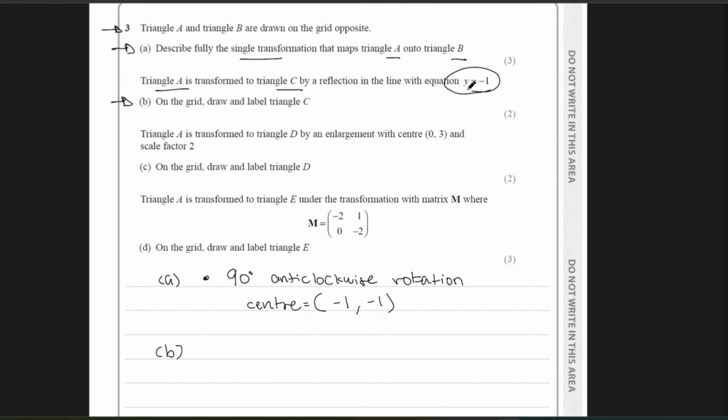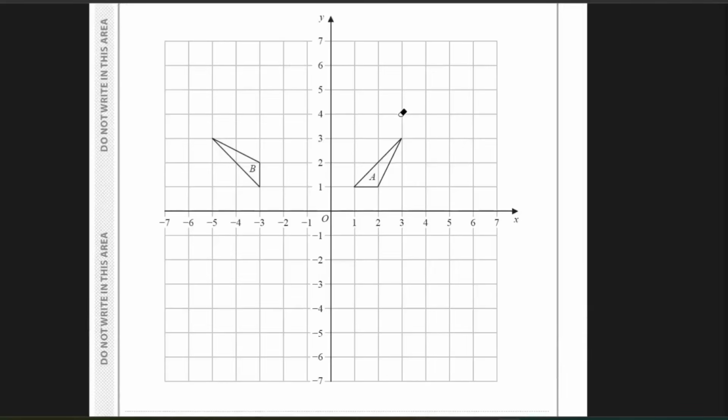This is a reflection in the line with equation y equals -1. So let's draw the line y equals -1. Let's locate where it is. It should be here, where all the y coordinates are equal to -1 on this line. And we need to reflect triangle A in this line. So how do we do that? We'll look at all 3 vertices. We'll just draw a line from the vertex to the y equals -1 line. And since this needs to be reflected, it'll be reflected to the other side with the same distance away.